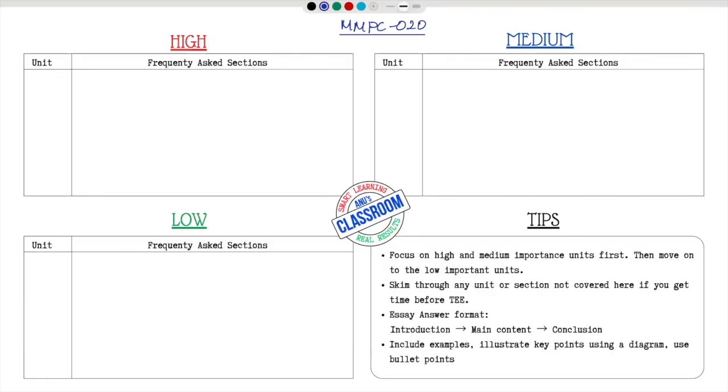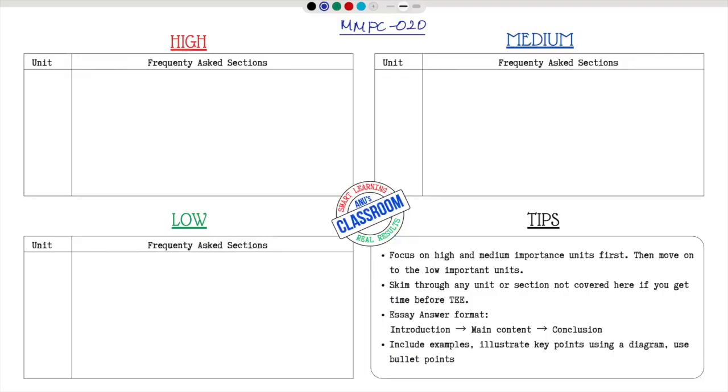MMPC 20 Business Ethics and CSR. This is a course that examines the ethical theories, stakeholder accountability, CSR frameworks, social activism, and sustainability reporting. This course is a common course. It is part of semester 4, so it is relevant for students pursuing all MBA specializations. It has 14 units, which is divided into 4 blocks.